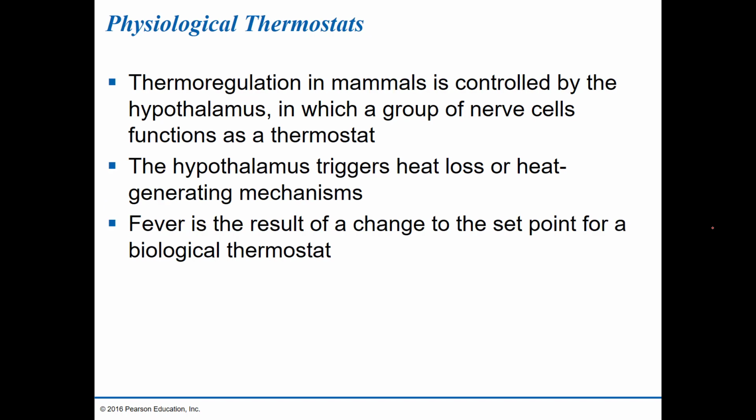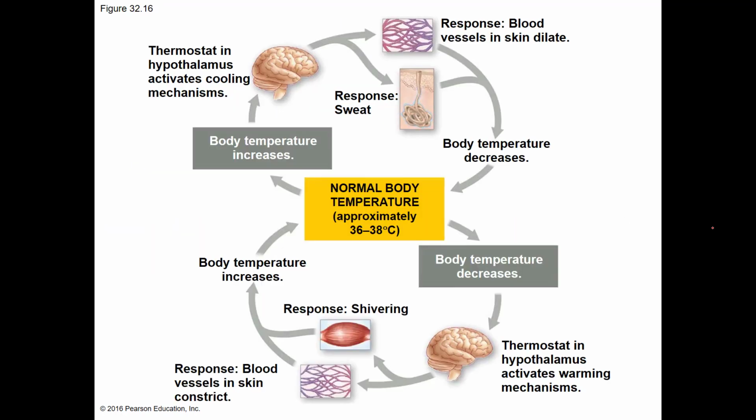Thermoregulation in mammals is controlled by the hypothalamus, which is a group of nerve cells that functions as a thermostat. Remember that the hypothalamus is in the brain. So the hypothalamus triggers heat loss or heat generating mechanisms. This hypothalamus, although it's as teeny tiny as it is, does a lot of different things for our body. And without it working properly, we can't survive. Fever is a result of a change to the set point for a biological thermostat. We talked about that.